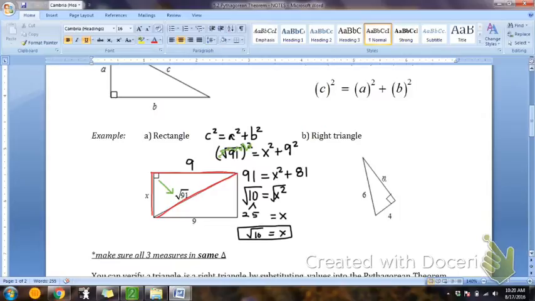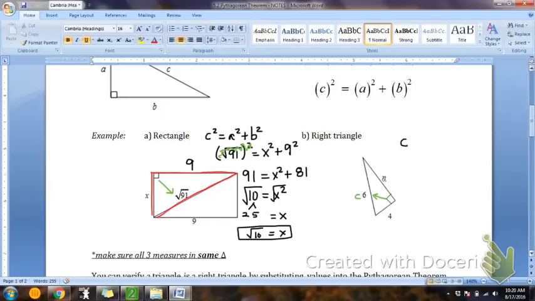Questions on A? Okay, let's look at B. First thing I would always do is identify your hypotenuse. Which one is my hypotenuse here? 6. Excellent. So I'm going to put a C there because I know that that's my hypotenuse.